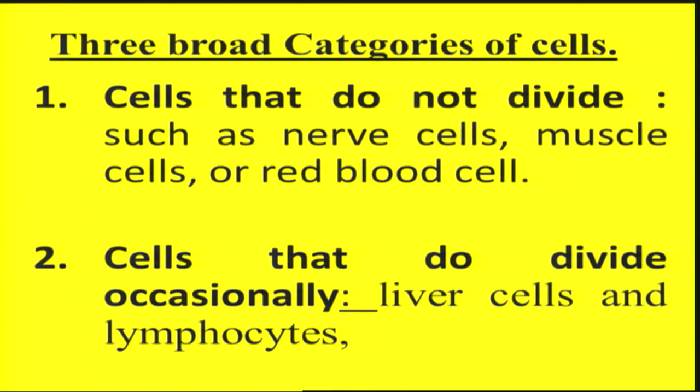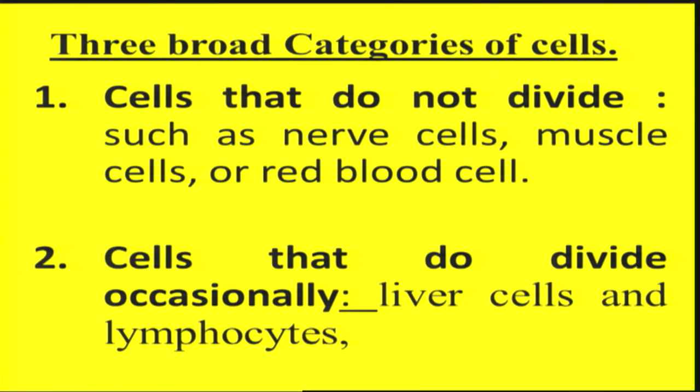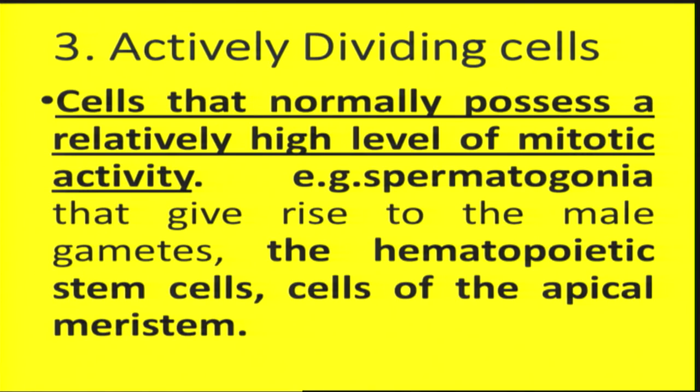Then there are the cells that do divide occasionally. There would be a stimulus for them. For example, when the antigen is present, the lymphocytes will divide. Likewise, whenever liver regeneration is required, the liver cells will divide. So there are cells which divide occasionally and they will enter into the cell cycle whenever there is the right stimulus or whenever there is a need. For example, if there is some wound, the nearby cells will divide to fill that particular wound.